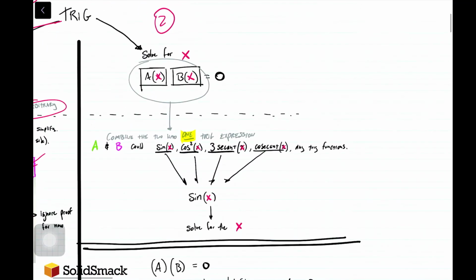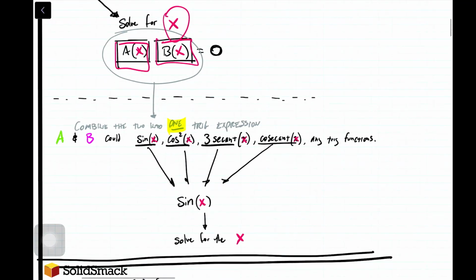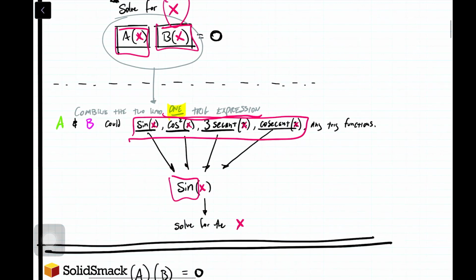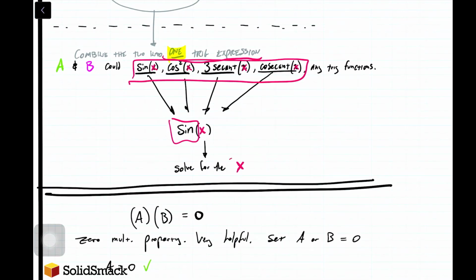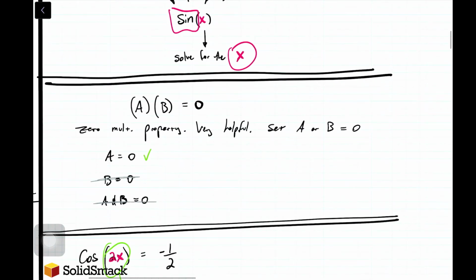Finally, on the right side is the other thing that the professor may ask you for, which is solve for x. So you have two expressions here, and ultimately you want to get them to one trig expression, like a sine. Whatever you may be faced with, you want to turn them into just one trig expression, and then solve for x. You also want to use the zero multiplying property. Remember when we used to do a lot of finding the zeros in quadratics? That logic comes in really handy.